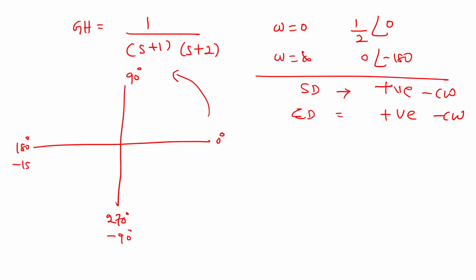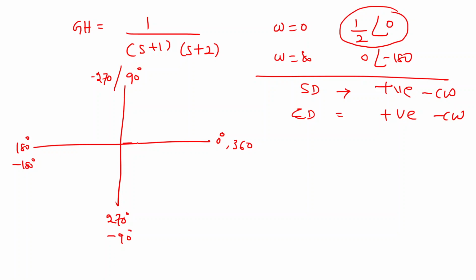This angle will be minus 180. This will be minus 270, and this angle will be 360 degrees. This depends upon the movement. Now you see, sir, the starting value is 1 by 2 comma 0.